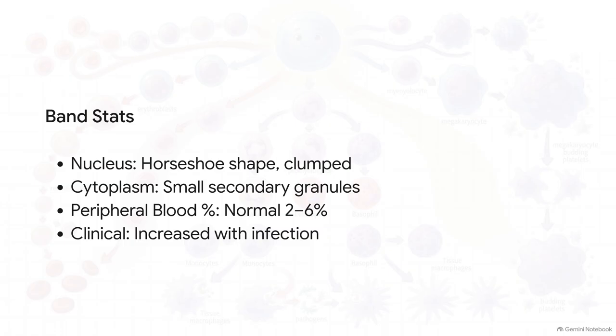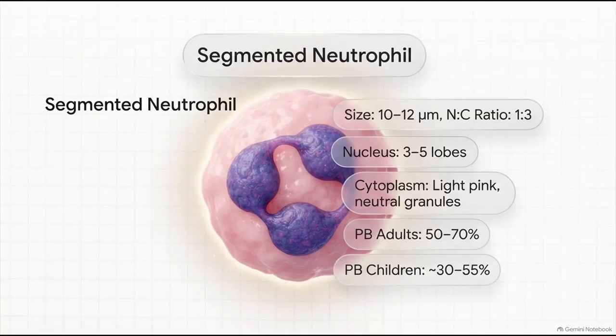So, the band stage. This one is characterized by a very distinct horseshoe-shaped nucleus with heavily clumped chromatin. The cytoplasm is totally packed with those small secondary alkaline phosphatase granules, though a rare primary granule might still linger. Normally, bands represent just 2 to 6% of peripheral blood white cells, but this number spikes dramatically, shifting to the left during active infections. Finally, the mature segmented neutrophil, or PMN. It comes in at 10 to 12 micrometers with a low 1/3 N to C ratio.